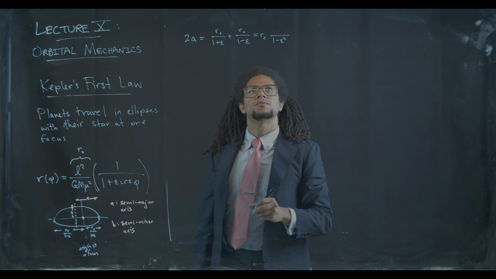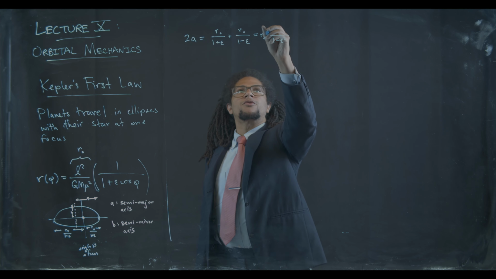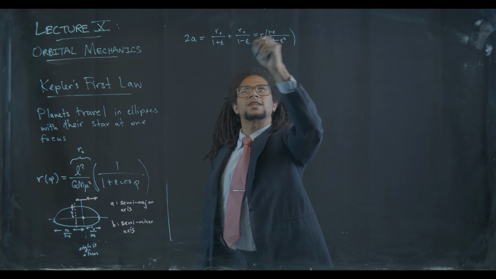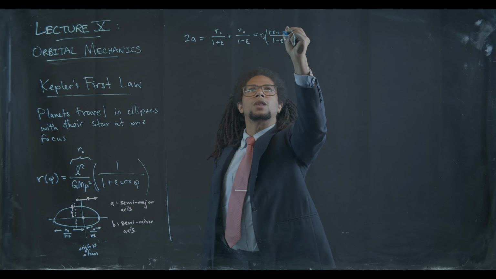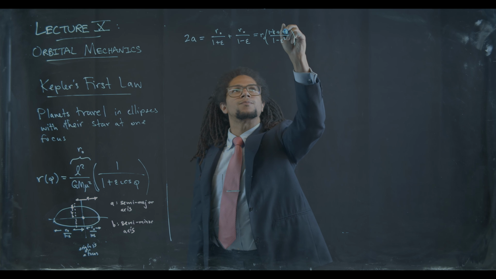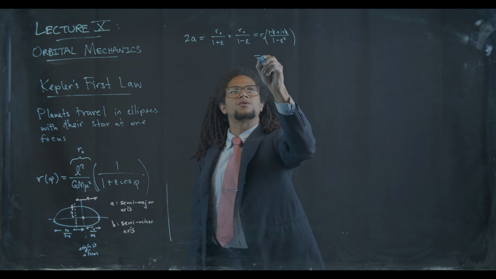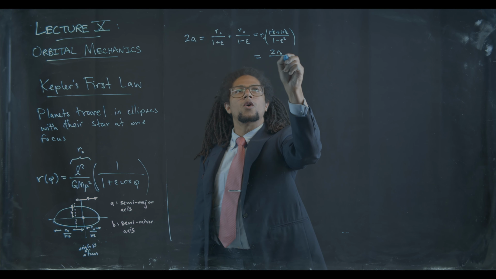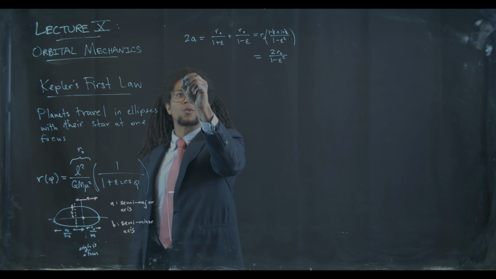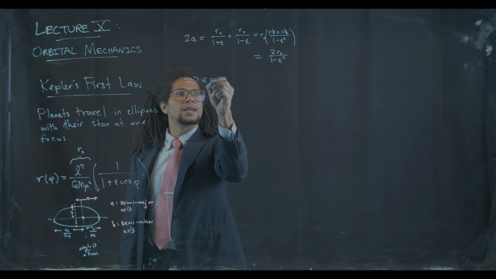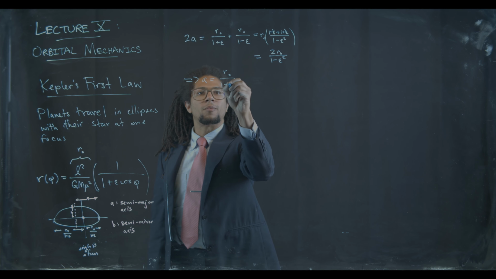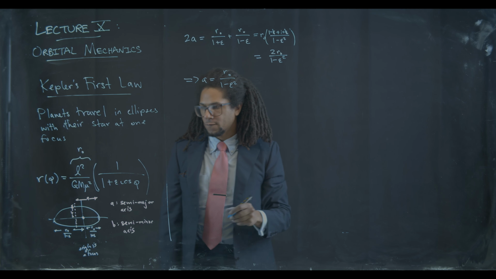Good. Now from the first term, I'll get a 1 minus epsilon. From the second term, I'll get a 1 plus epsilon. But notice that the epsilons cancel. So this gives me 2 r naught over 1 minus epsilon squared. In other words, A is equal to what? r naught over 1 minus epsilon squared. Great.